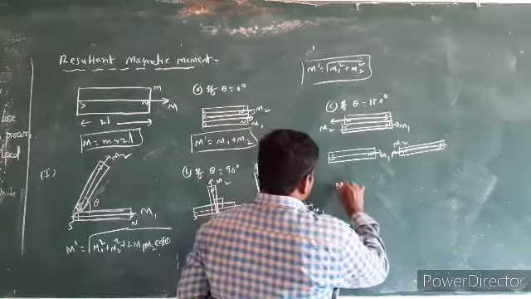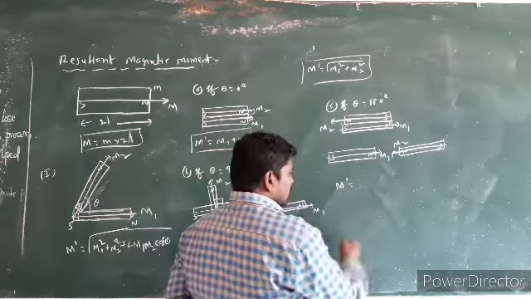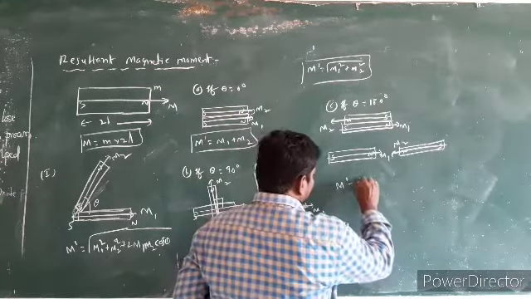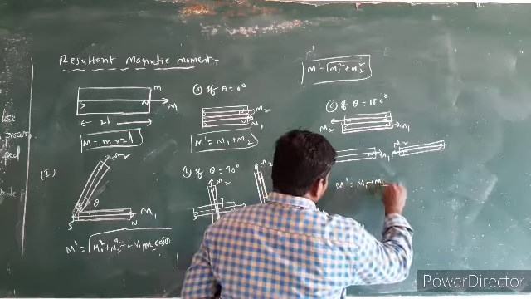Now in this case, the magnitude of the resultant magnetic moment is the difference of M1 and M2.